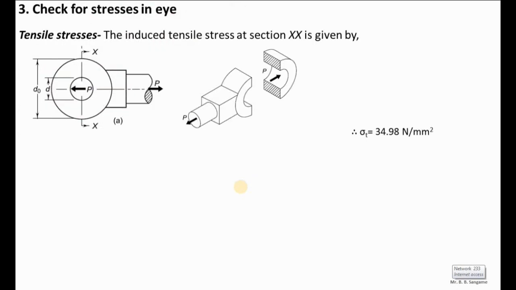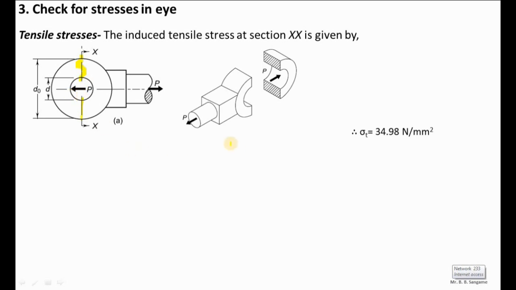Okay, so let us check the stresses in the eye. First of all, let us consider the tensile failure of the eye. Here you can see that after the application of force P, there is a possibility of failure of the eye in tension. It will fail along this plane. So we need to calculate the area here.